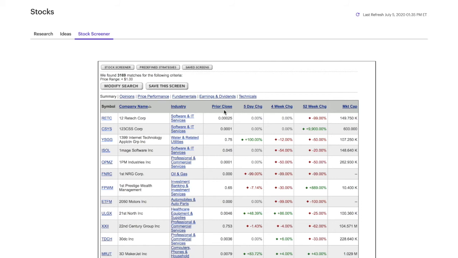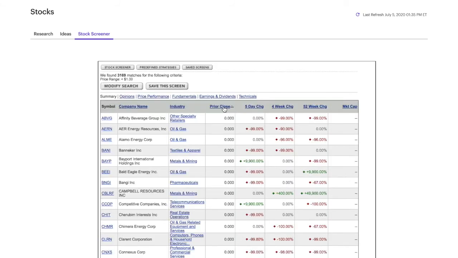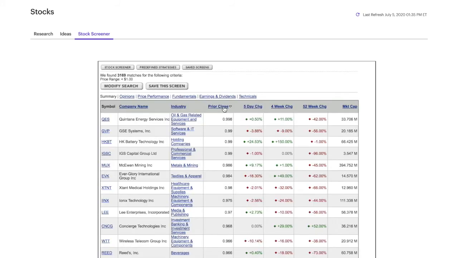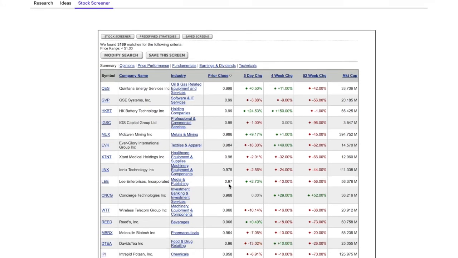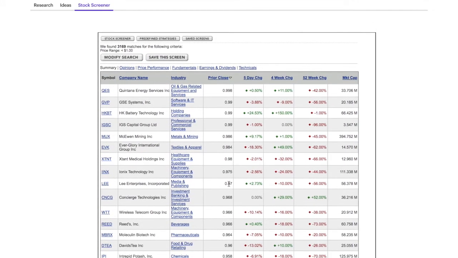One thing you can do, since some people may be concerned about the price, is go to Prior Close and click on it. Click on it again. What this is doing now is giving me the stock that's closest to $1, the most expensive, all the way down. So right here, this stock is 99 cents, 99.8 cents, 99 cents. And it's going to go all the way down to stocks worth below a penny. Yes, there are stocks worth below a penny. So you can see all the stocks that are under $1, a penny, or whatever the case may be.